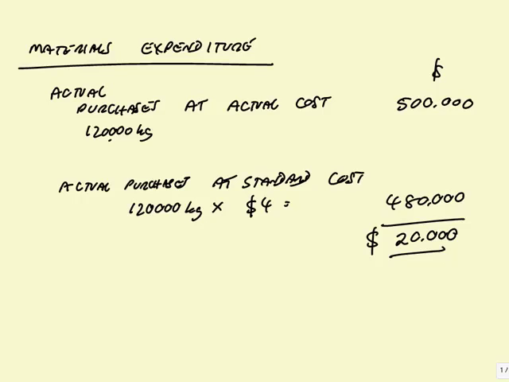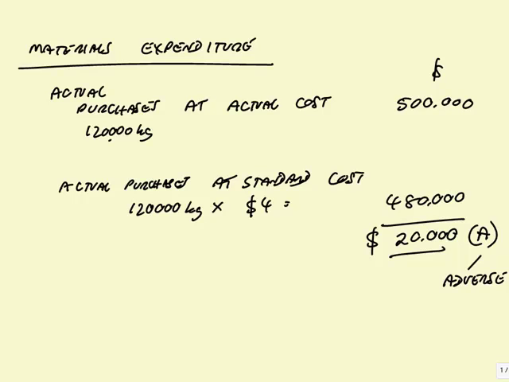And remember, always, if you've lost money, we write A for adverse. What's the alternative, please, if we'd saved money? F for favourable. I'll write that down later where relevant. But it's $20,000 adverse. We've paid more than we should have done. All right? All right, that's material expenditure.